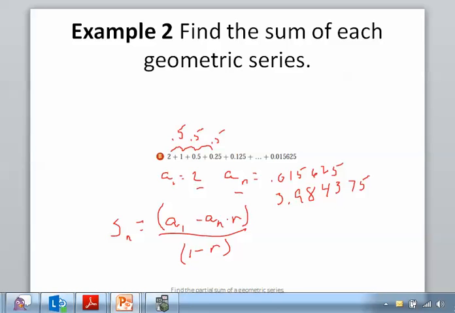Okay. I think that's all we're going to do for today. We will do a few more lessons on sigma notations and a few more things with these series, and then we'll be on to something new.